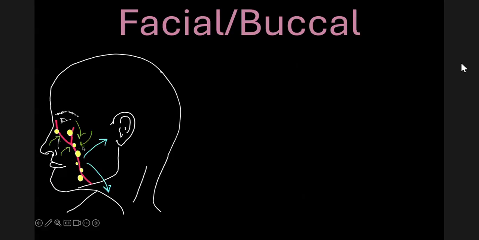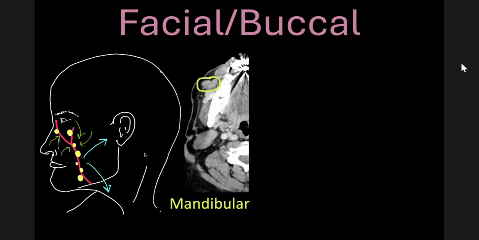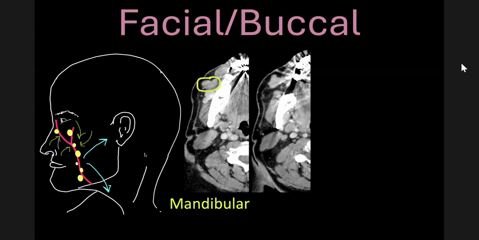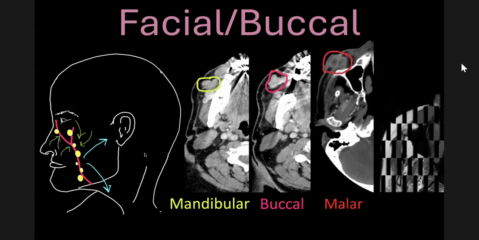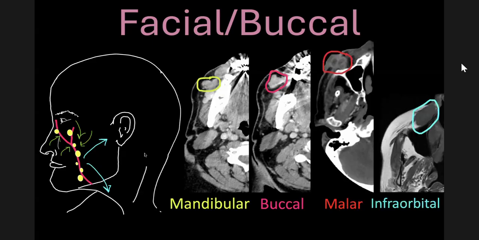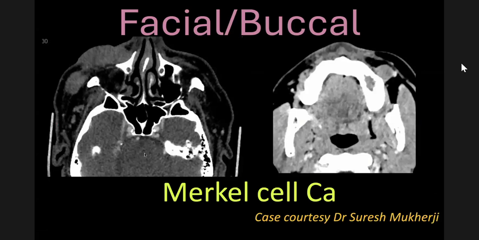So these buccinator group of lymph nodes actually drain into the parotid lymph nodes. So again, different kinds of cervical lymph nodes. They can be mandibular, lower down adjacent to the vessels. They can be buccal, as you come further up along the facial vessels, they can be buccal or buccinator group. Then they can be malar lymph nodes, in the malar region, or they can be infraorbital lymph nodes in the infraorbital region.